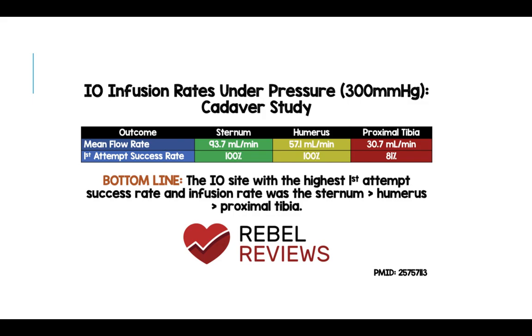Here's another graph, different study. The humerus site, the mean flow rate was about 57.1 mLs per minute versus the proximal tibia was 30.7 mLs per minute, and your first attempt success rate was higher in the humeral head. So again, showing almost double the flow rate through the humerus site.